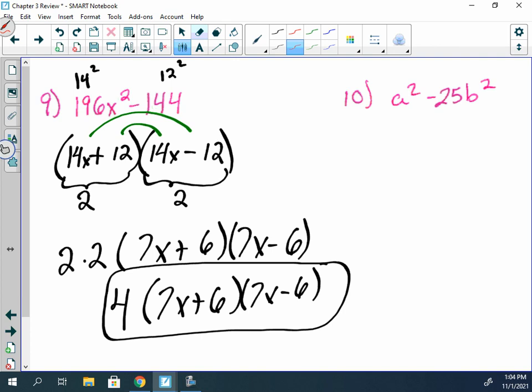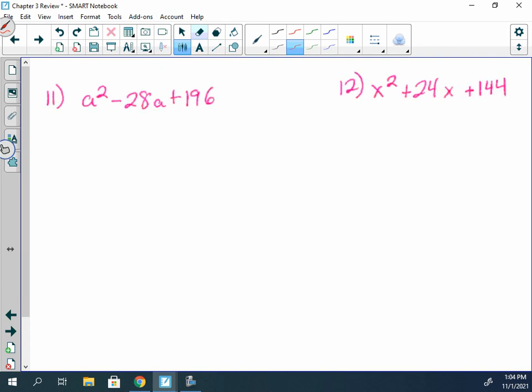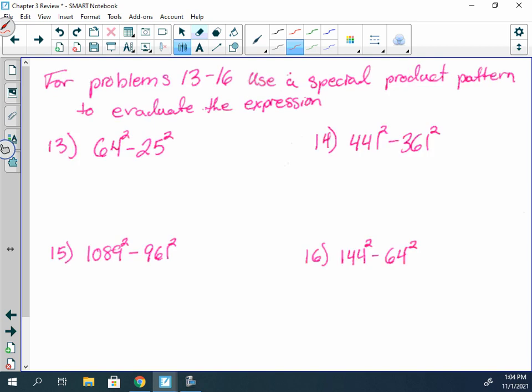Any other questions on 9 or 10? Questions on 11 or 12? Questions on how to do problems 11 or 12? All right. Let's look at 13 through 16. Any questions on 13, 14, 15, or 16?